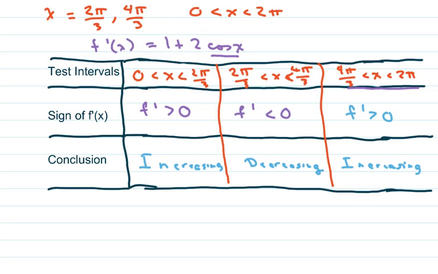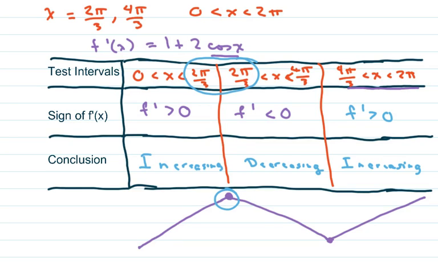So graph-wise, this would be from 0 to 2 pi over 3, it's increasing, then it's decreasing, then it's increasing. That means that this is a maximum at 2 pi over 3 and a minimum at 4 pi over 3. So to find those points, we have a max at 2 pi over 3, min at 4 pi over 3. So we're just going to plug those in our original equation.